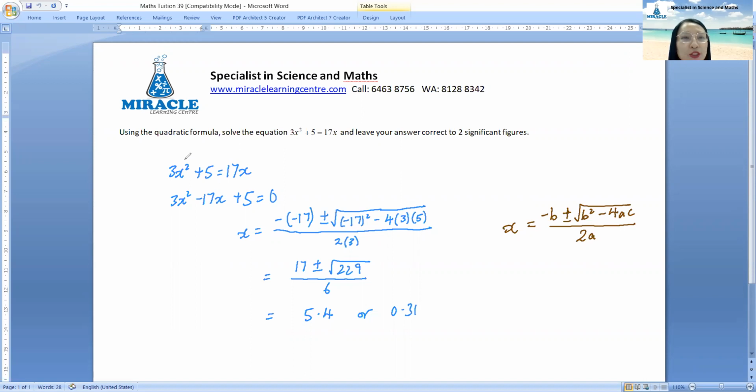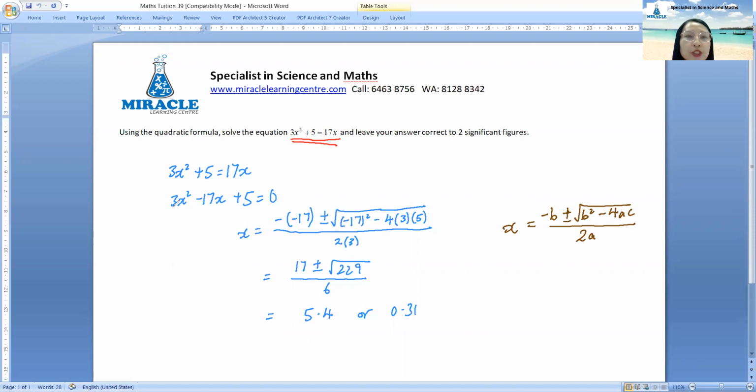Let us look at this maths question. Using the quadratic formula, solve the equation 3x squared plus 5 equals 17x and leave your answer correct to two significant figures. Okay, notice this is a quadratic equation.